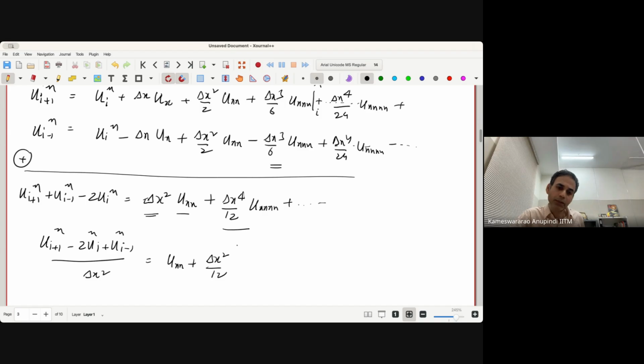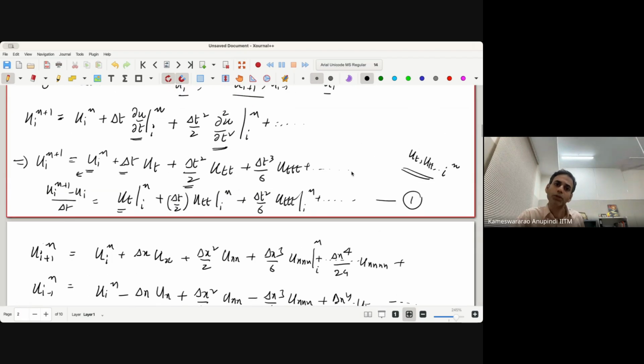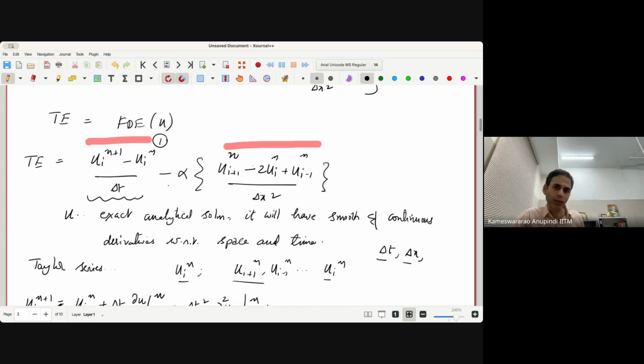We are dividing by delta x square everywhere, times u 4x values, and then this thing. Okay, so let us say this is equation 2. So we have equation 1 and equation 2. Now we can substitute for these two in the expression for truncation error.